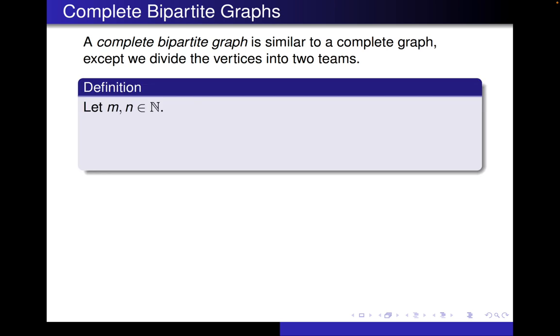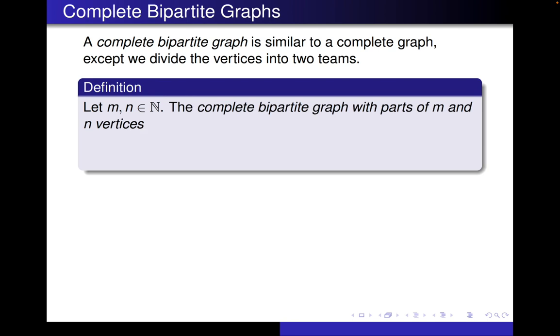All right, so here's how we're going to do it when we define it precisely. So now we're going to let m and n both be natural numbers. So we're going to have 2 natural numbers, each one kind of representing the number of vertices on each team. The complete bipartite graph with parts of m and n vertices is going to be, well, first of all, the notation: we're using the K for complete, just like we did for a regular complete graph. But we're going to put the m and n as subscripts, with a comma in between, so we know what the size of the teams are.